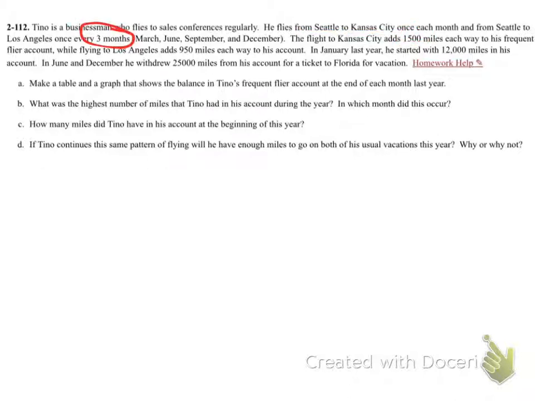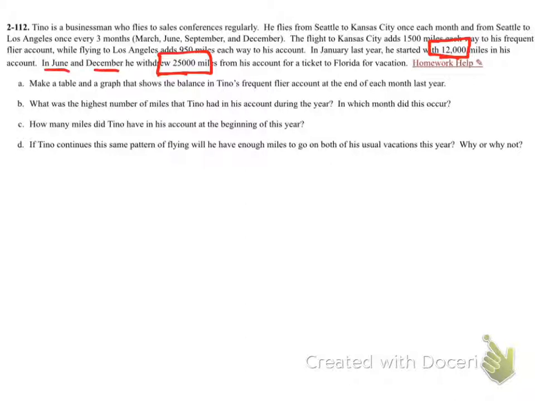Every 3 months then, in these months listed, he goes also to Los Angeles, and that adds an additional 950 miles to his account on those months. Also, he's starting with a value of 12,000 miles, and 2 times throughout the year he makes a withdrawal of 25,000 miles, and those are the months of June and December.